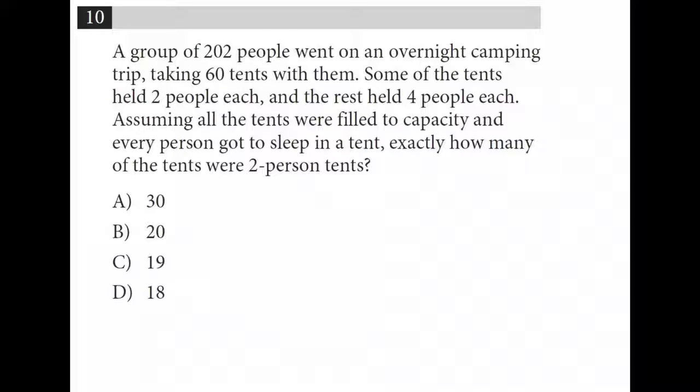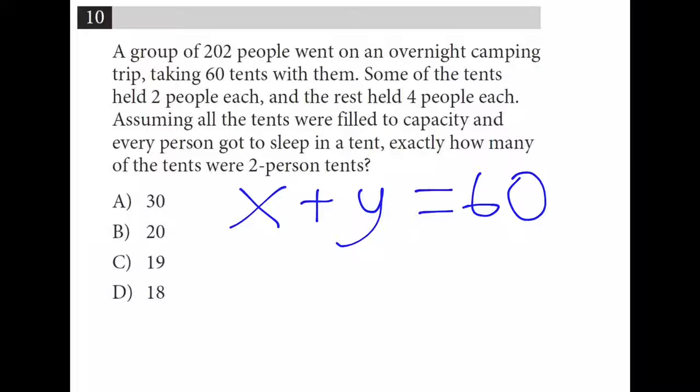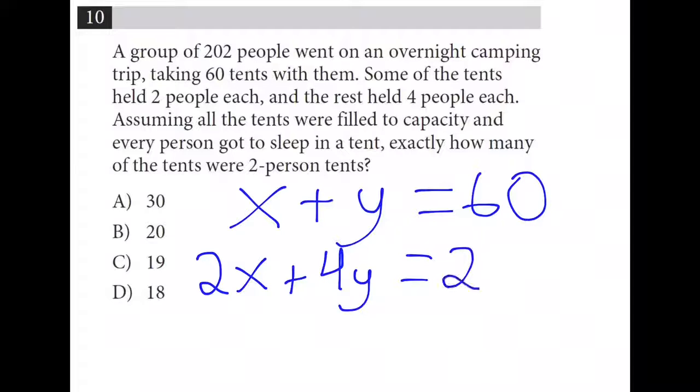So if we're talking the number of tents, we know that there are some 2-person tents, let's call those X, and there are some 4-person tents, and when you add together the number of tents, you get 60. Now if we create another equation for people, we know that 2 go into each 2-person tent, and 4 go into each 4-person tent, and combined we have 202 people in all of the tents.